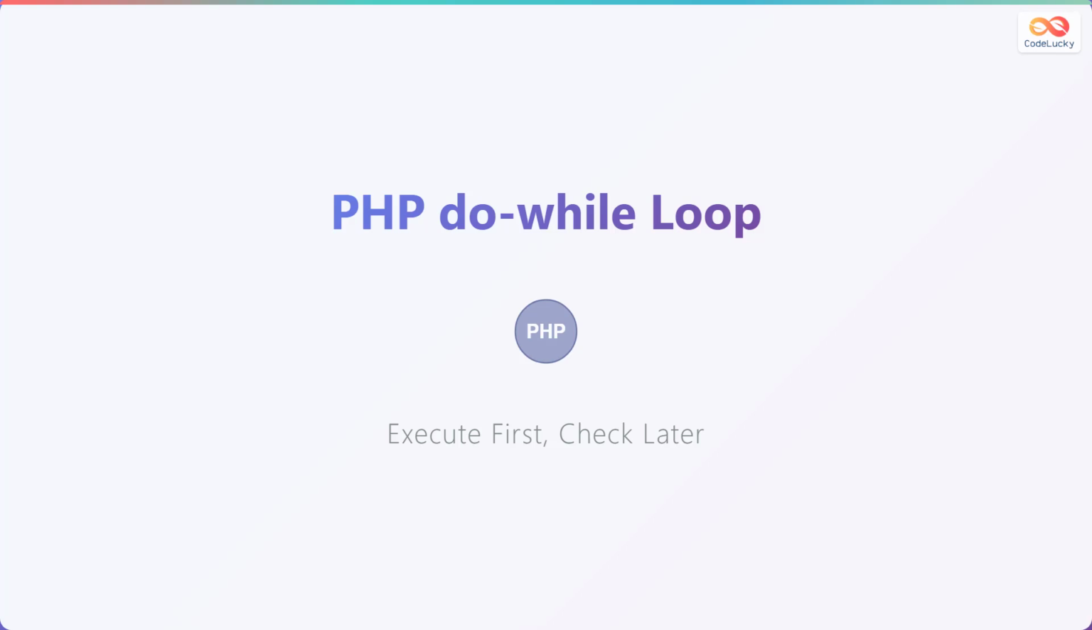In this video, we're diving into the do-while loop in PHP. The do-while loop is a looping structure that is used to execute a block of code repeatedly, but with a unique twist. This loop is special because it guarantees that the code block will be executed at least once. The condition is checked after the code has been run. Let's explore the syntax, key features, and practical examples of the PHP do-while loop.